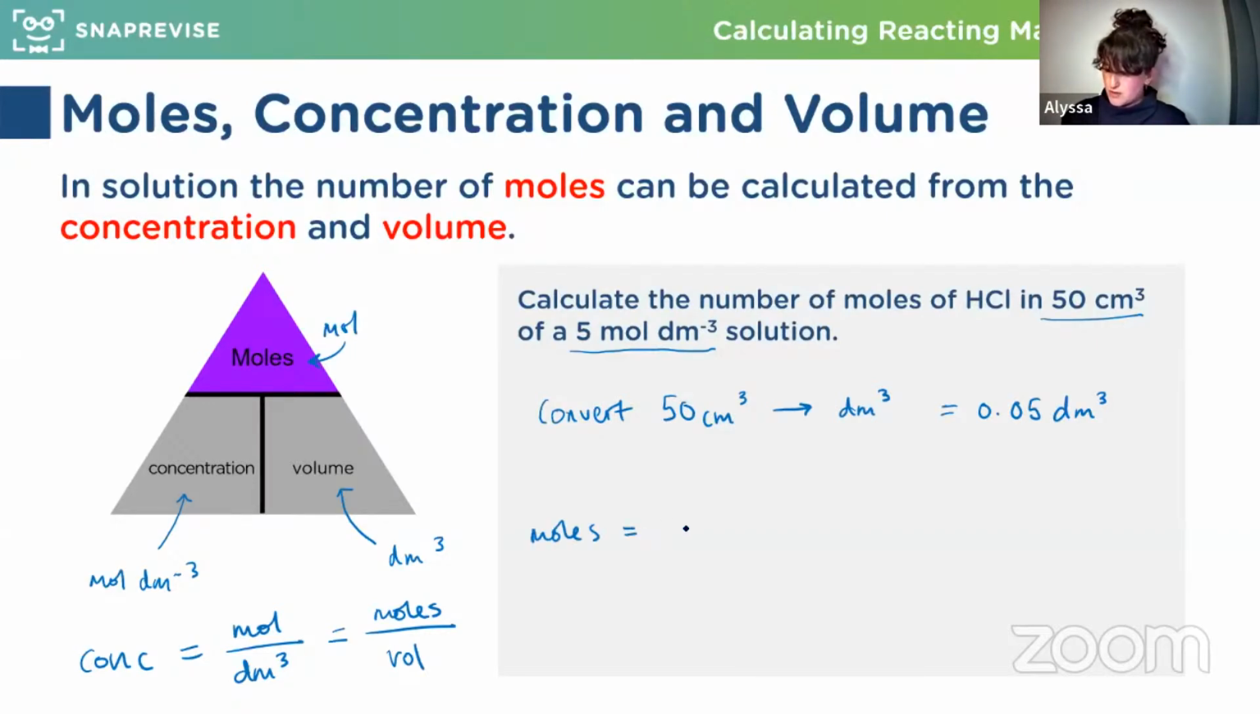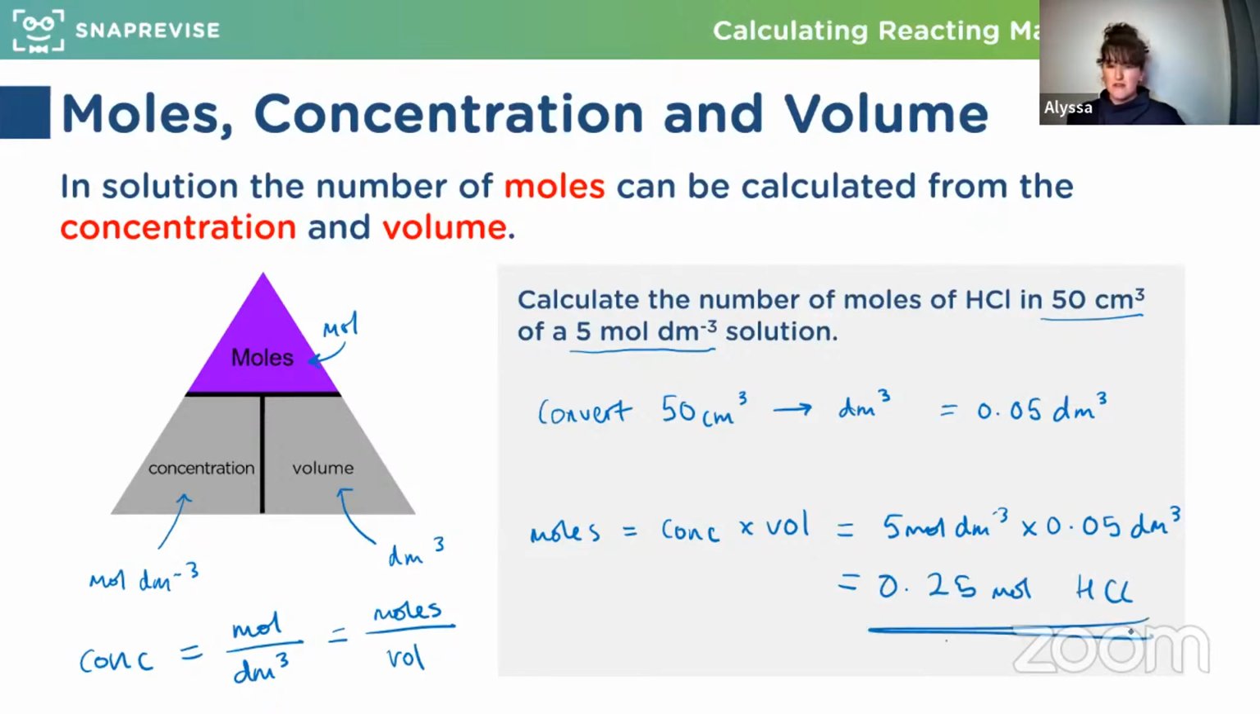Moles is equal to concentration times volume, as long as volume is in decimeters cubed. So our concentration is 5 moles per decimeter cubed. Our volume we've just worked out is 0.05 decimeters cubed, which means we end up with 0.25 mole of HCl as our final answer.